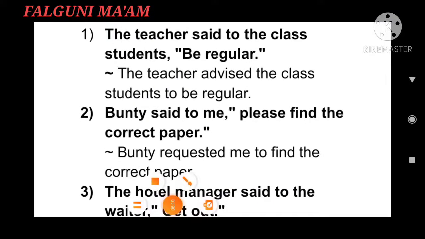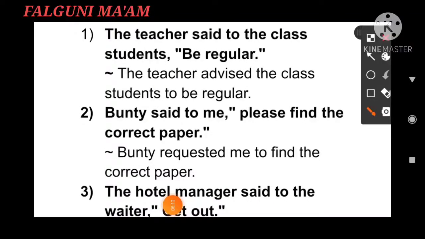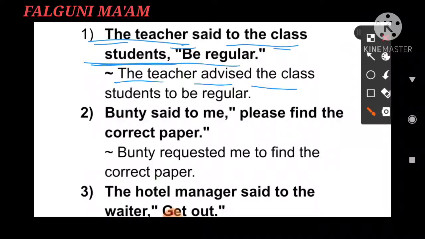Let's see the first sentence. In the first one, our sentence is, "The teacher said to the class, 'Students, be regular.'" Now here our speaker is the teacher and the listener is the class, students. So the teacher advised the students. First, advise. So the teacher advised the class students to be regular. Here the word is be regular, be in capital, but in direct narration to is used. We convert be regular into an infinitive. It becomes to be regular, and be in small letters.